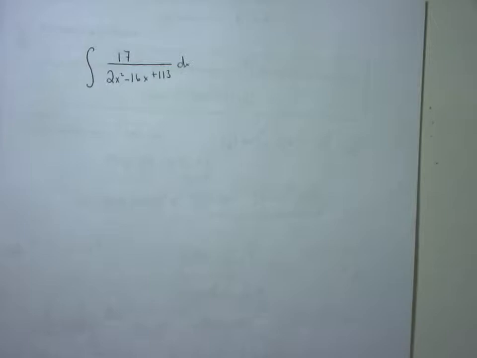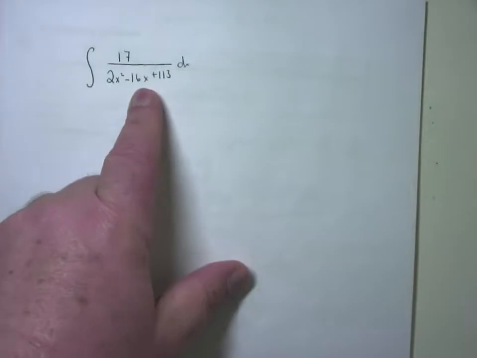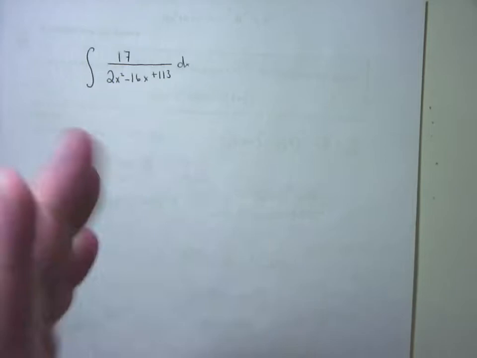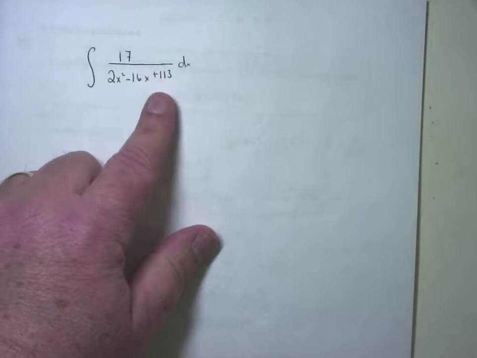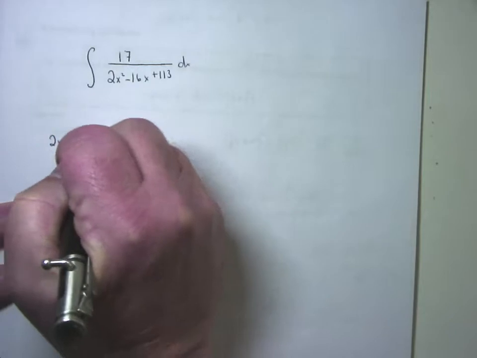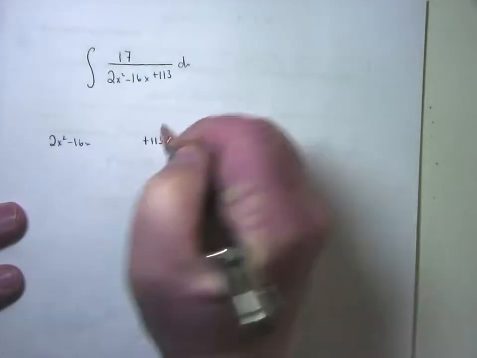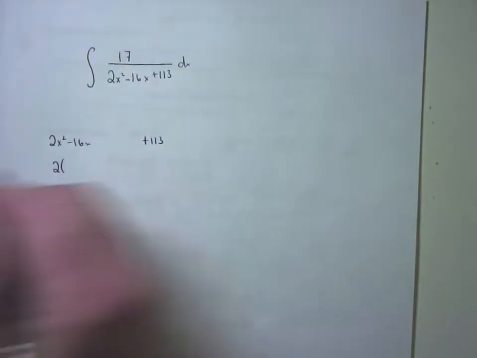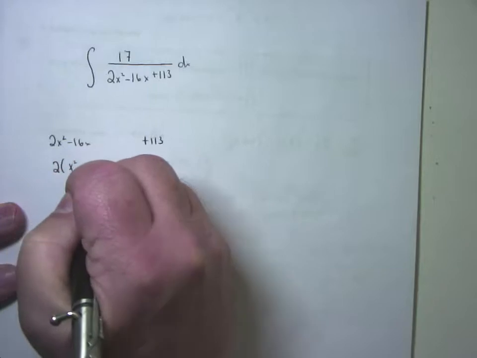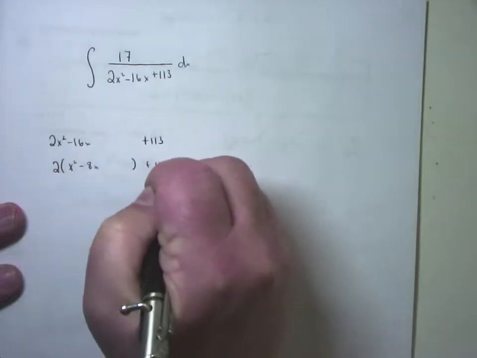So, here we go. Question says, integrate 17 divided by 2x squared minus 16x plus 113. Well, first off, yes, this is a fraction, but that denominator doesn't even come close to even thinking about factoring, so I can't use partial fractions on this guy. And because it's a quadratic that does not factor, I'm going to complete the square. So I'm going to come over here and I get 2x squared minus 16x. And I leave a little space and put the 113. I'm going to factor the 2 out of the x parts so I can get a coefficient of 1 in front of the x squared. That'll give me 2 times x squared minus 8x, leave a little space, plus 113.